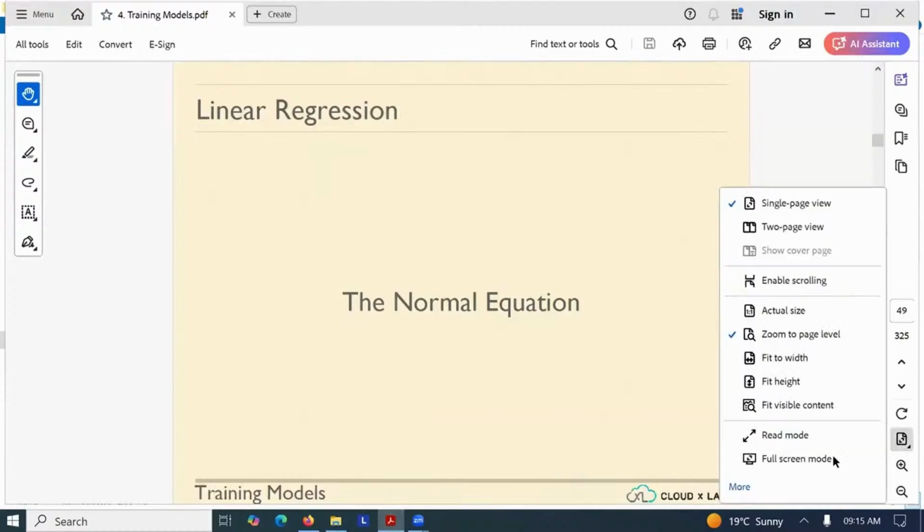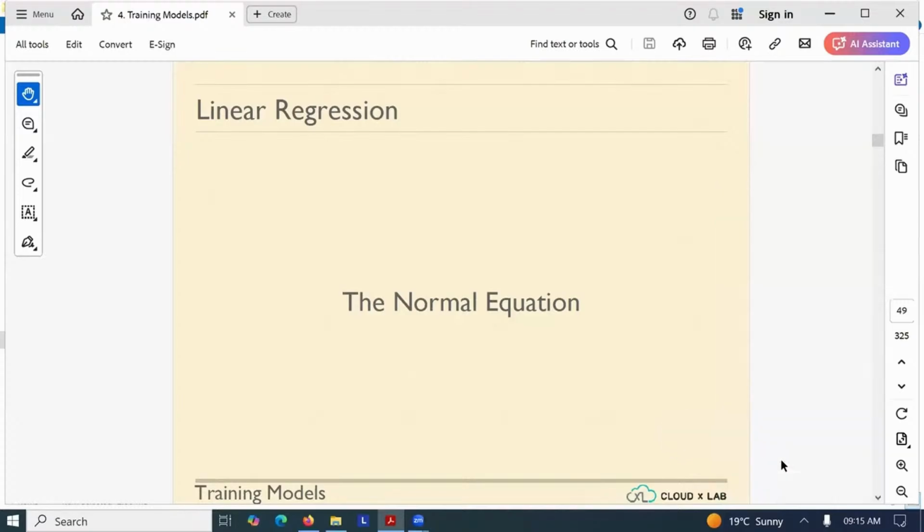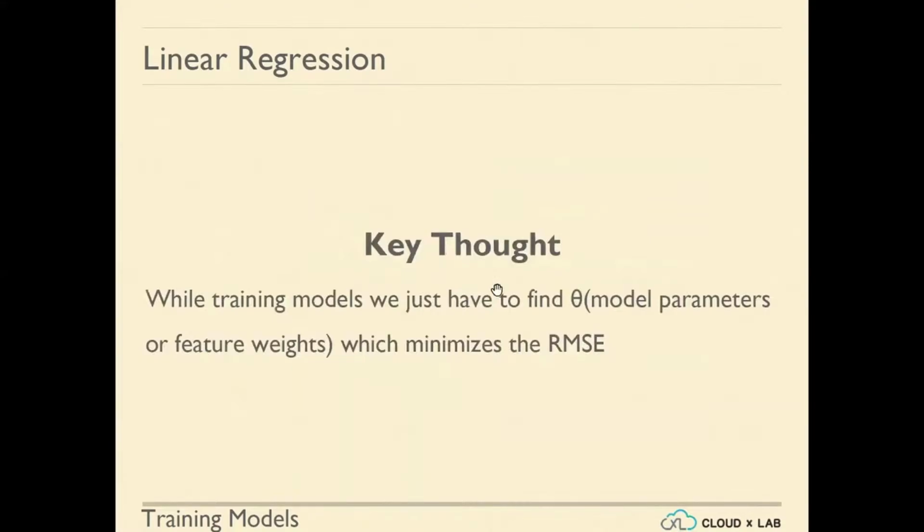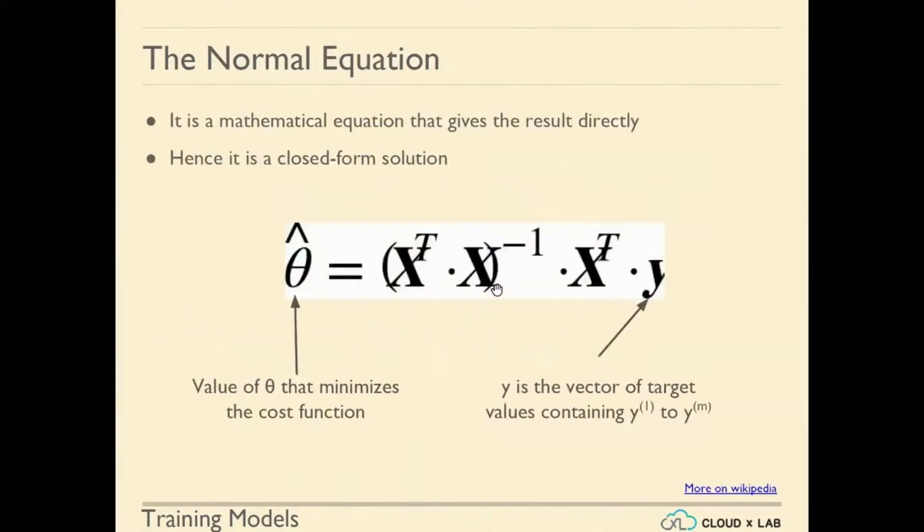Okay, so in the normal equation, we will use first order optimality, right? So what exactly will we do here? We will use this equation, MSE. Here, what is the unknown value? Theta is the unknown value. So we will differentiate this equation with respect to theta, set it to 0, and solve for theta. Then you will get this equation, right?